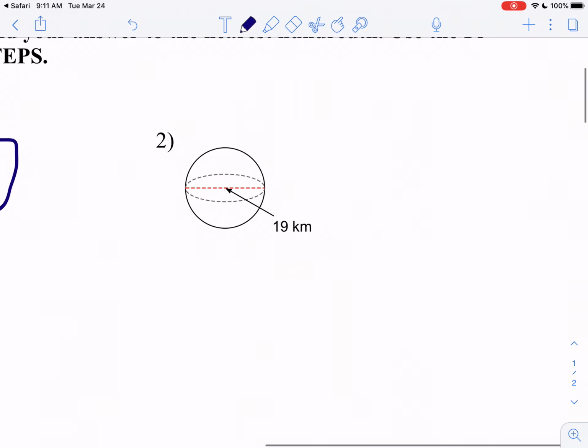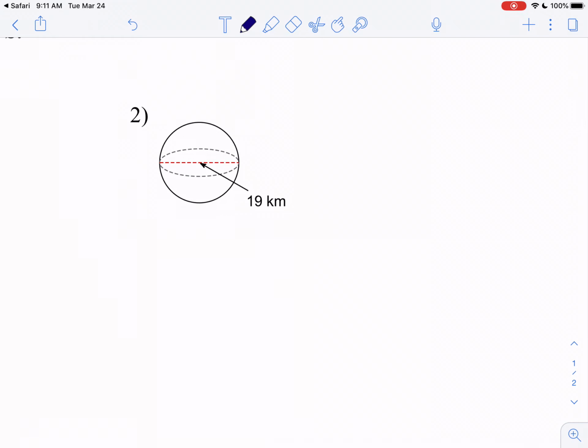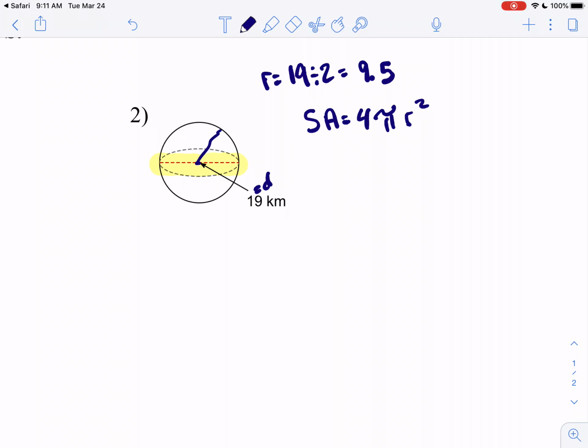All right. So the difference with number 2, we are not given the radius, right? The radius goes from the center point straight out. But what we see here is we are given something that goes all the way across that sphere. So that's called our diameter. So 19 is our diameter. That means our radius would be 19 divided by 2, or 9.5. And then the process stays the same. So surface area equals 4 pi r squared. So surface area equals 4 pi times 9.5 squared.